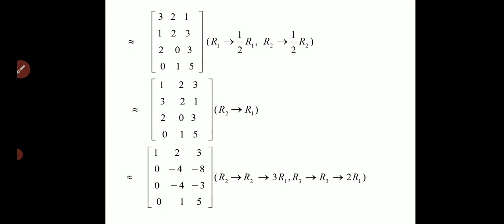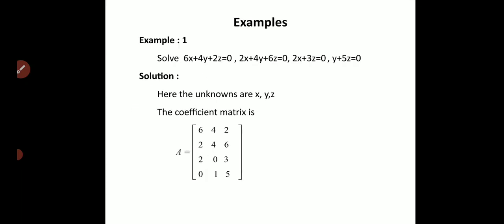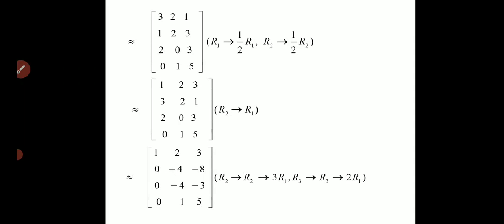You know how to find the rank of a matrix. Here we can see the second row is 2, 4, 6, so 2 is common, and in the first row it is 6, 4, 2. Let us divide the first row by 2 and the second row also by 2. After dividing, the first row becomes 3, 2, 1 and the second row becomes 1, 2, 3, and the third and fourth rows are as they are.